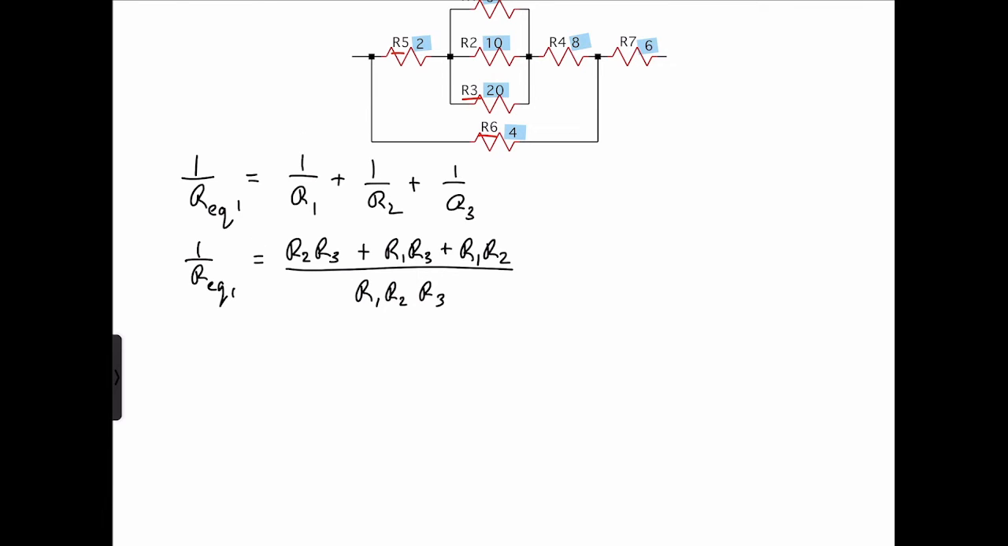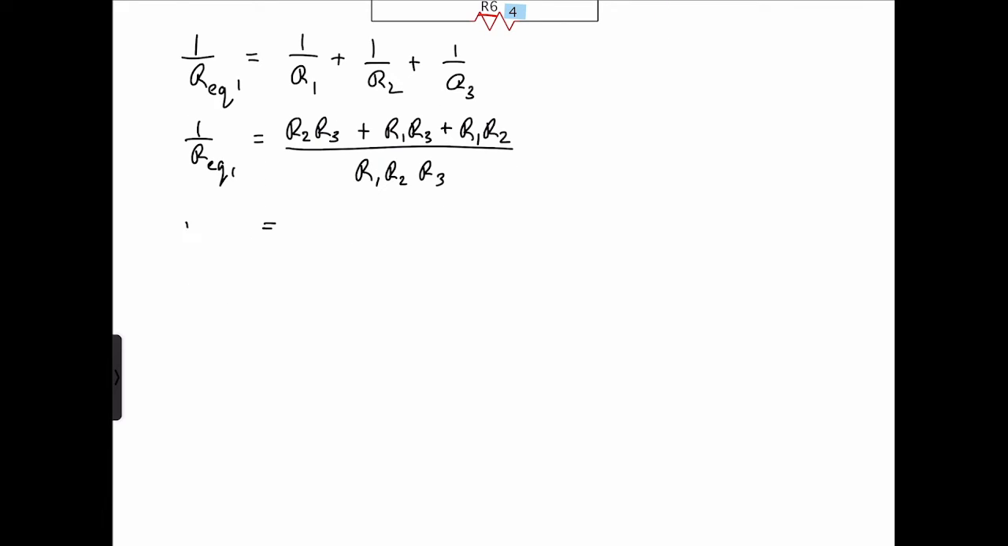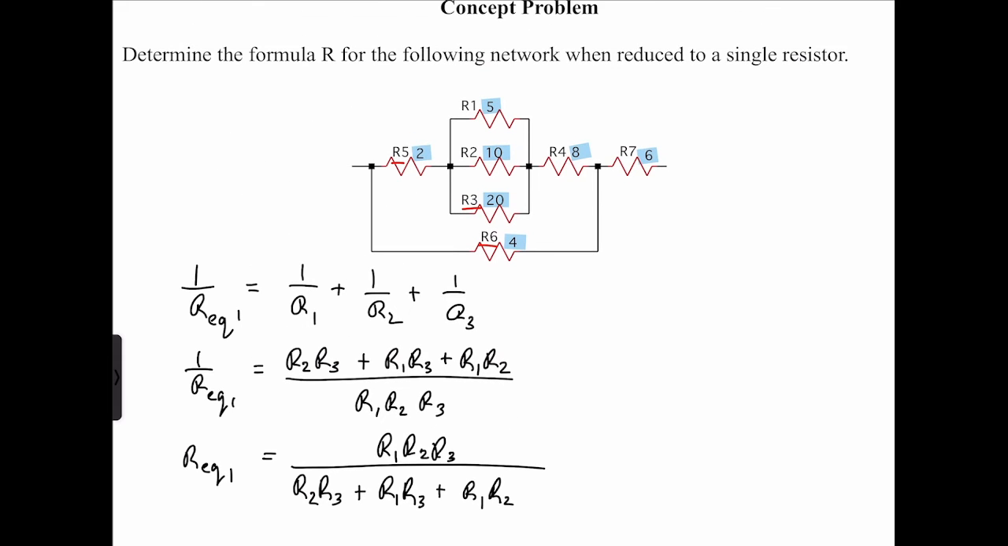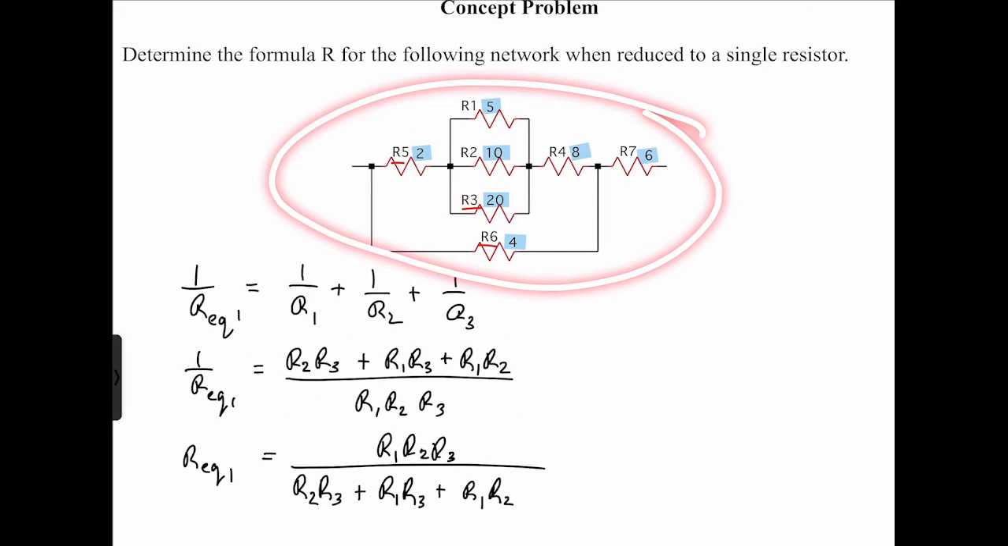So we can further simplify that, or we can just write R equivalent 1 is equal to R1 times R2 times R3 all over R2 times R3 plus R1 times R3 plus R1 times R2. And that is R equivalent 1. So we can redraw our circuit.